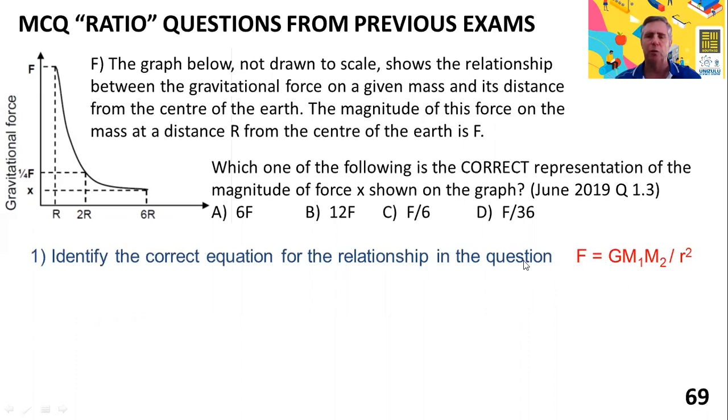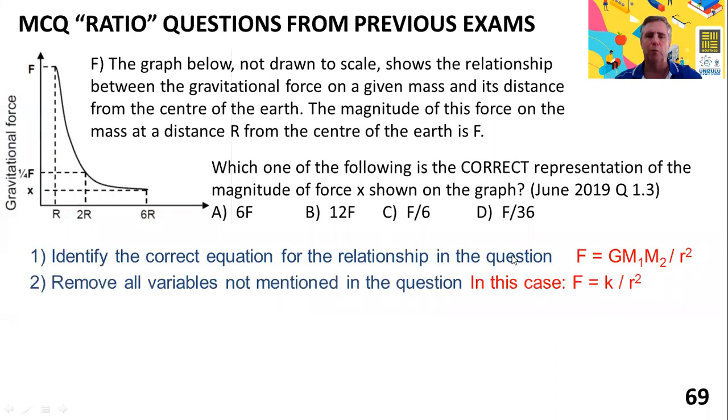Again, it's Newton's law of universal gravitation. Secondly, remove all the variables not mentioned in the question. In this case, we're not concerned with masses because they don't change. So you can simply say F equals K over R squared, or F is proportional to 1 over R squared.